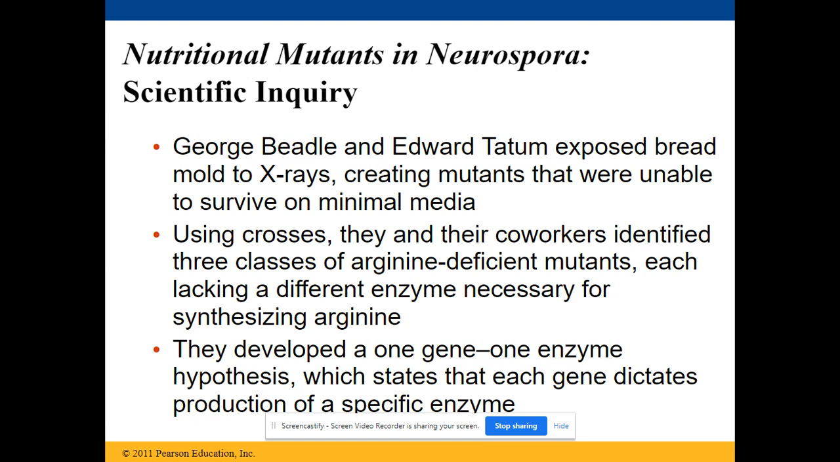Nutritional mutants are a good example of scientific inquiry. George Beadle and Edward Tatum exposed bread mold to x-rays, creating mutants that were unable to survive on a minimal media. Using crosses, they and their co-workers identified three classes of this mutation. Each lacked a different enzyme that was necessary for synthesizing arginine, which is an amino acid. They developed the one gene, one enzyme hypothesis, which stated that each gene dictates the production of one specific enzyme.